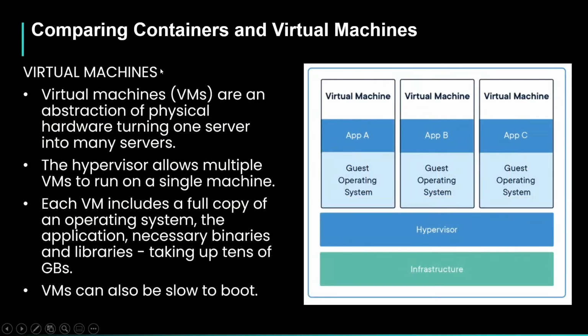On the other side, virtual machines are an abstraction of physical hardware, turning one server into many servers. So you have the hypervisor, and then you have a copy. Every virtual machine has a copy of the guest operating system, taking a lot of hard disk space, CPU, and RAM. The hypervisor allows multiple VMs to run on a single machine, and each VM includes a full copy of the operating system, the necessary application binaries and libraries, taking up tens of gigabytes. VMs can also be slow to boot.